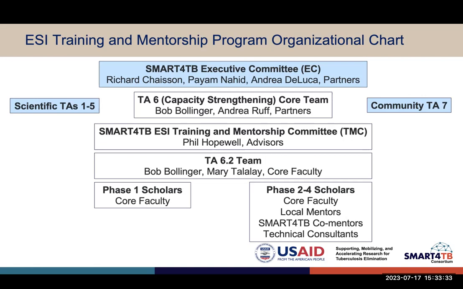As I mentioned in the prior presentation, there are 7 scientific areas, or technical areas, I should say. 1 through 5 are the scientific areas that we mentioned, and then community engagement is TA7. TA6 fits under that. Capacity strengthening has a core team. Myself and Dr. Andrea Ruff are the co-directors, and there are a number of partners who help support the core team from the various institutions that are part of Smart for TB.